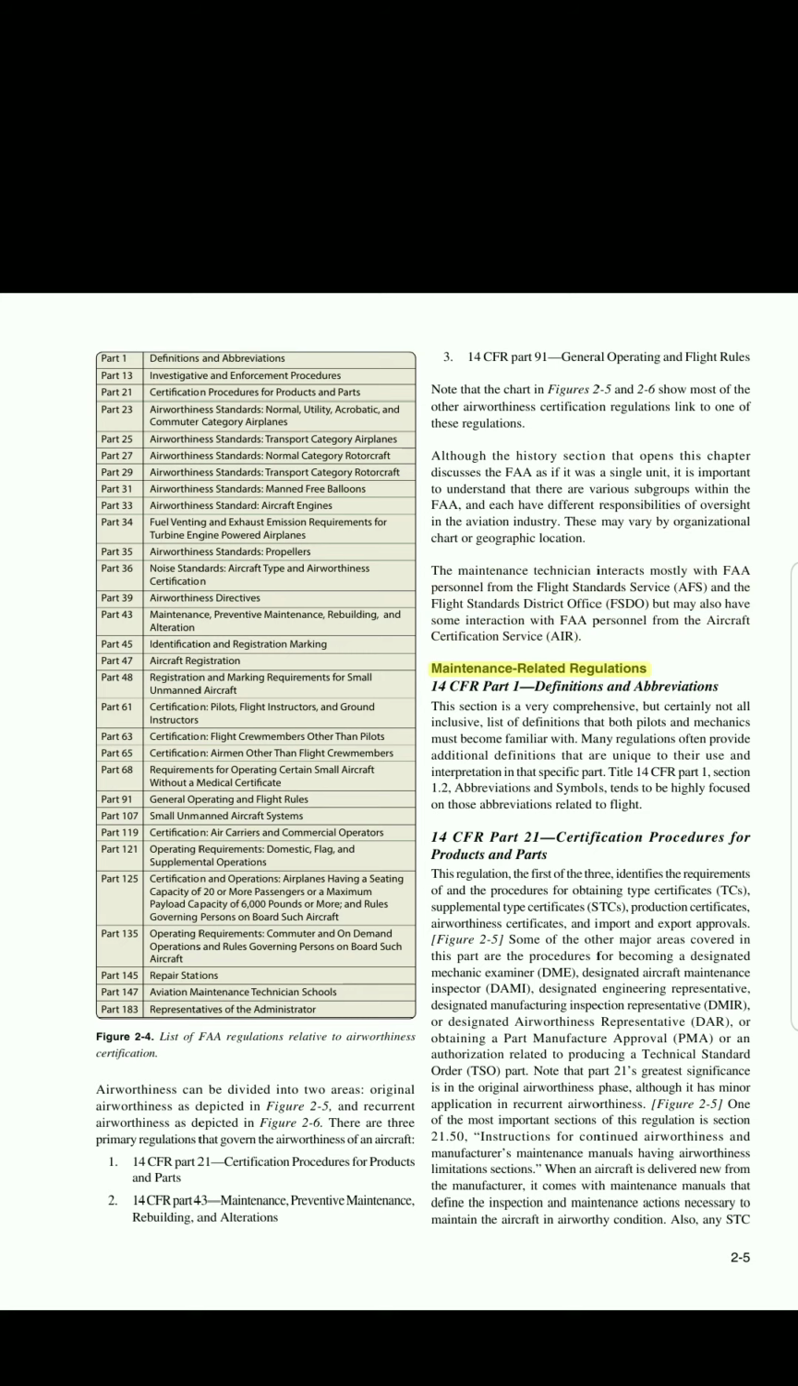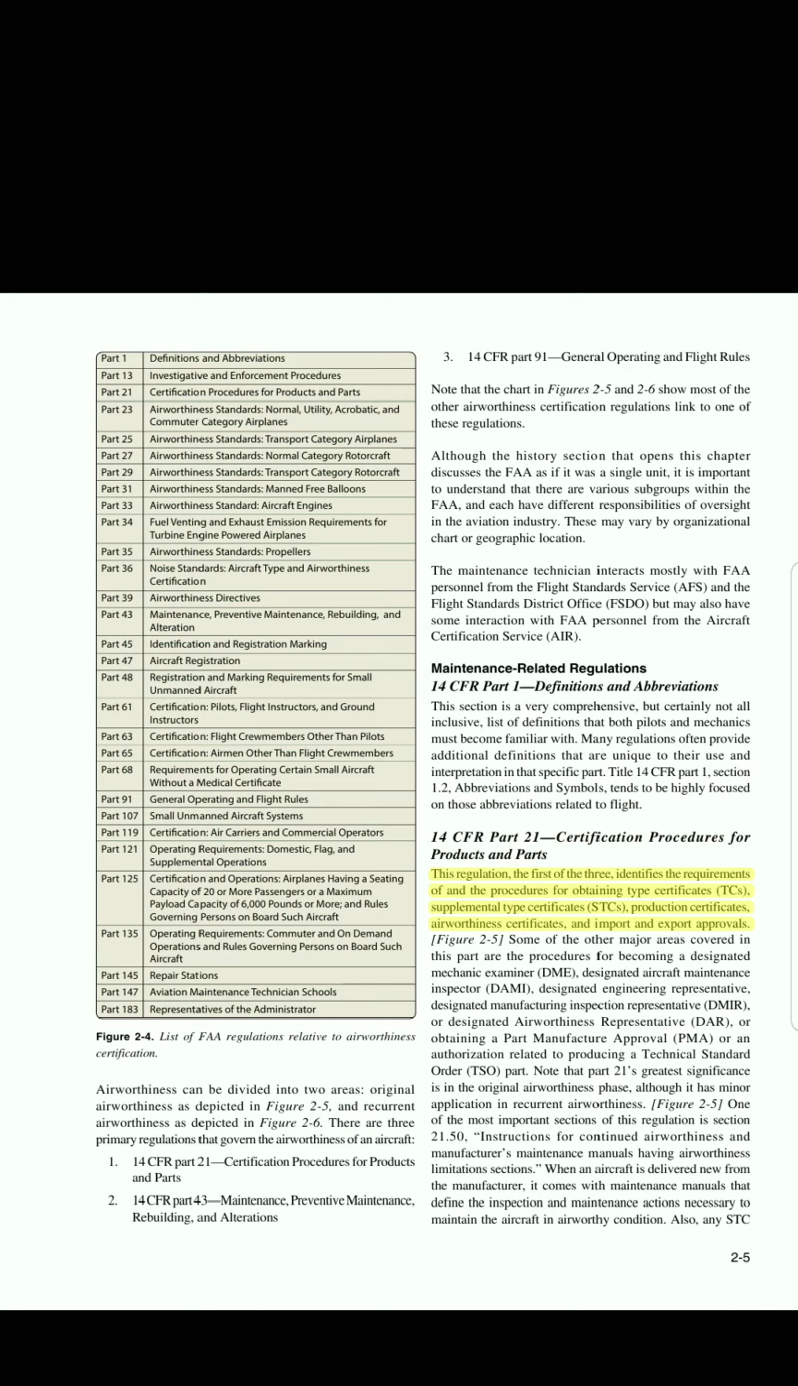Maintenance-related regulations. 14 CFR Part 1, Definitions and Abbreviations. This section is a very comprehensive, but certainly not all-inclusive, list of definitions that both pilots and mechanics must become familiar with. Many regulations often provide additional definitions that are unique to their use and interpretation in that specific part. Title 14 CFR Part 1, Section 1.2, Abbreviations and Symbols, tends to be highly focused on those abbreviations related to flight.